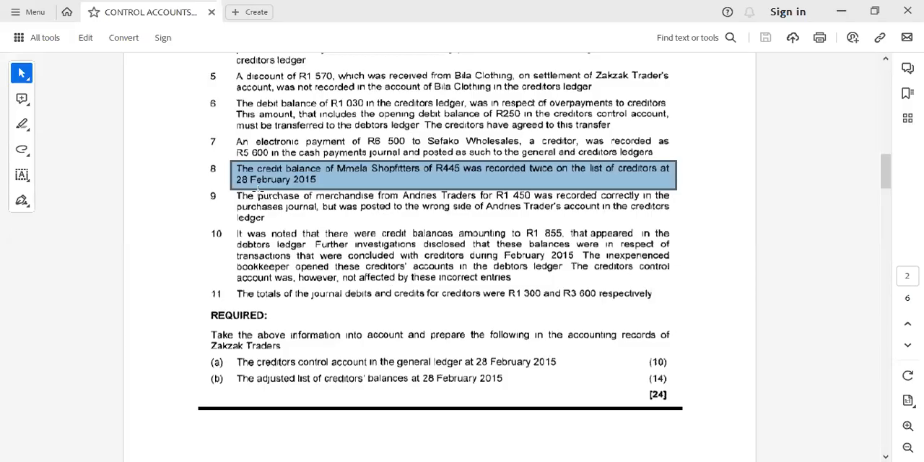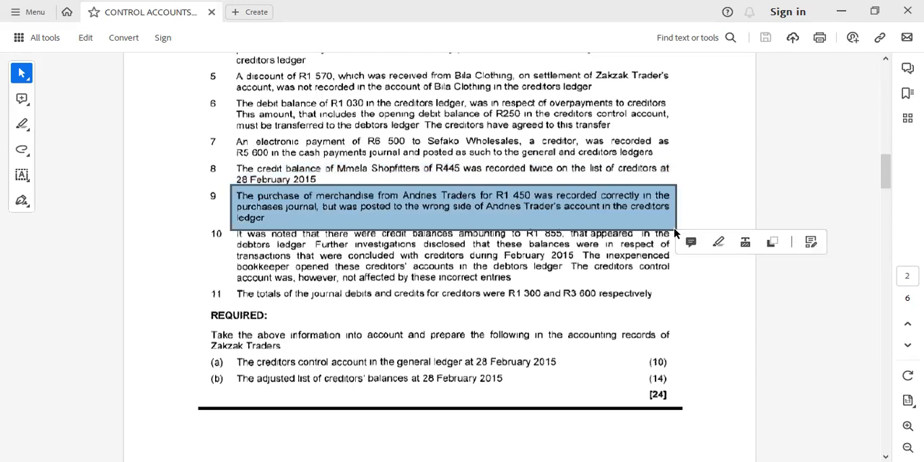Right. Then the purchases of merchandise from Andres Traders for 1,450 was recorded correctly in the purchase journal, but was recorded to the wrong side of Andres Traders account. So there was an error in his personal account. It was supposed to be credited. Remember that purchases in the creditors account are credited. So they recorded it on the debit side instead. So we have to record this purchase.